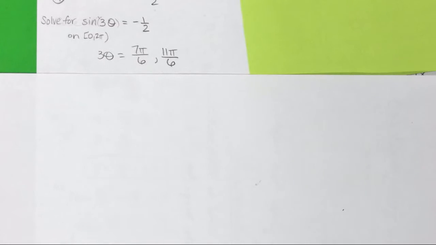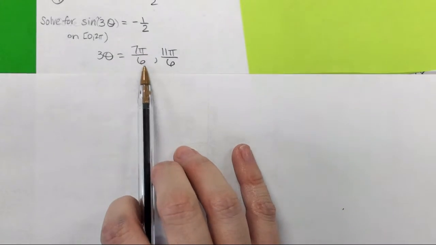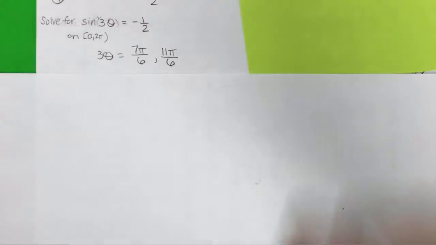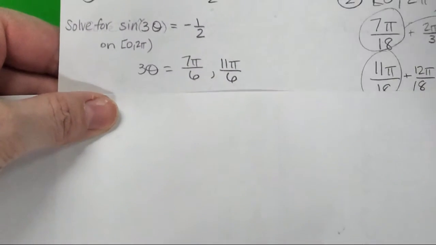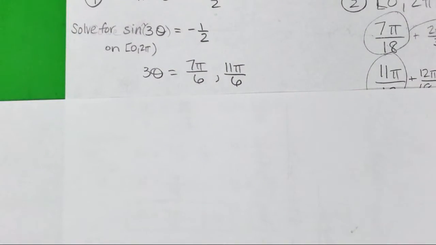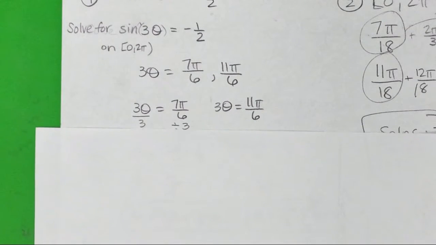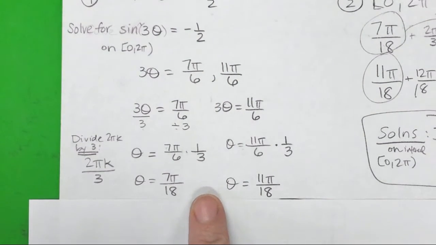Okay, so if we were just stopping here with theta, we'd have 7 pi over 6 plus 2 pi k and 11 pi over 6 plus 2 pi k. But because we had the 3 theta, we are going to multiply by 1/3. Now, when you do that, Kenzie, what'd you get? 7 pi over 18 and 11 pi over 18. Okay, good. So 7 pi over 18 and 11 pi over 18. How'd you guys do? Good.